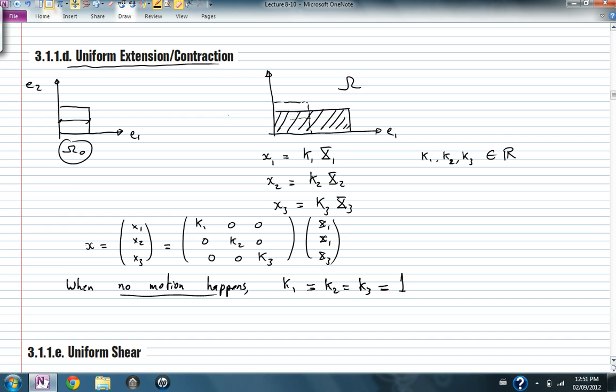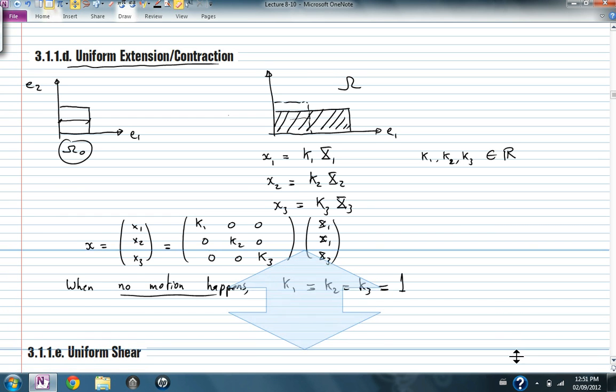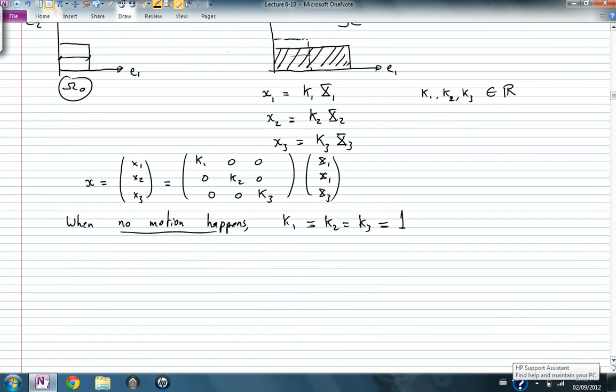If one of the directions is extended, for extension, ki is greater than 1. For an object to extend, that means this multiplier is greater than 1. For example, k1 is equal to 1.1, k2 is 1.2, so there's an increase of 10% or 20%.